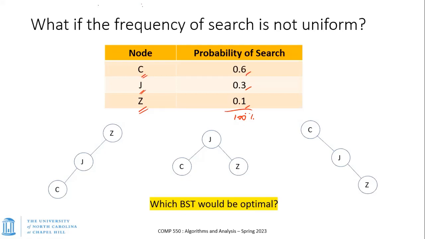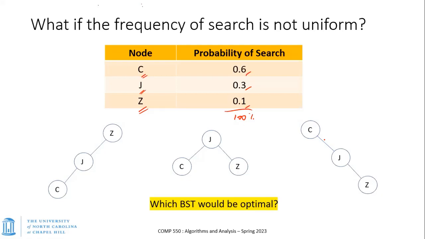So I'm going to drop that for the initial portion of this discussion, and we're going to assume that you're only looking for elements which are actually in the data structure. So we're only going to look for C, J, or Z, not going to look for all the other alphabets. So the sum of these clearly has to be 100%. The question now is, in this particular scenario, can you venture to guess which particular binary search tree of these 3 would be optimal? Would probably be better than the other?